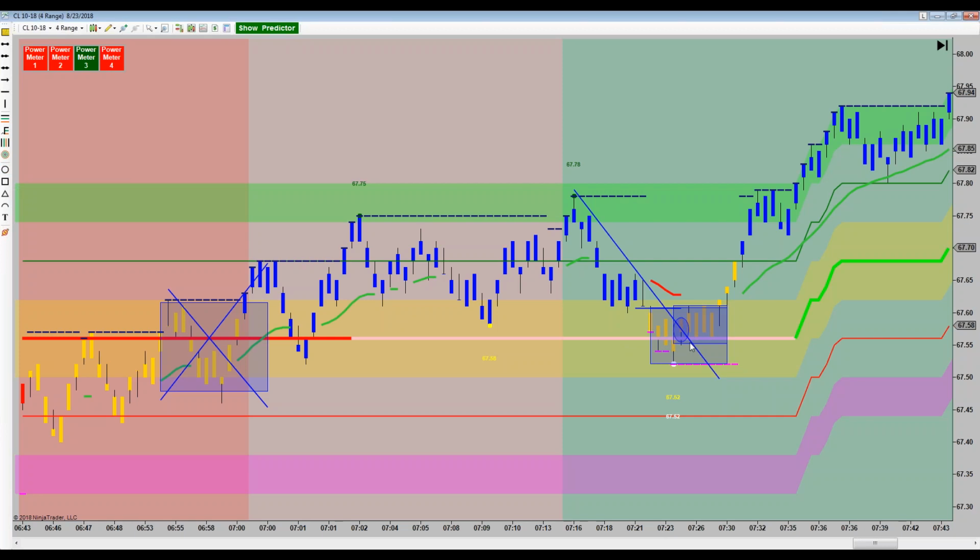Now the other way to get in would be bar close. And depending on where you turn on bar close, the issue that you run into with bar close is that you can have a lot of bars that sort of bounce around in here. And depending on where you turn it on, wherever it closed up, you would get long. And there are instances where you'll get filled inside the box, and then you're long and it continues down into here and you take a stop out.